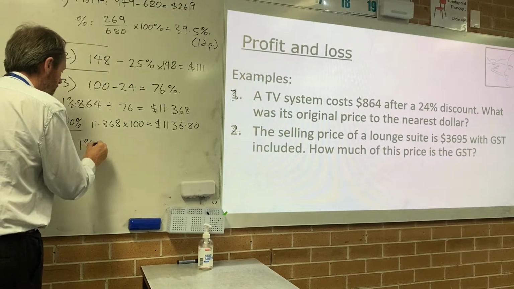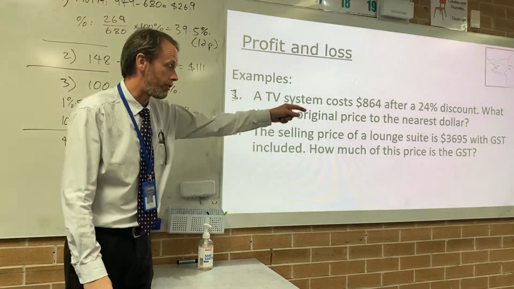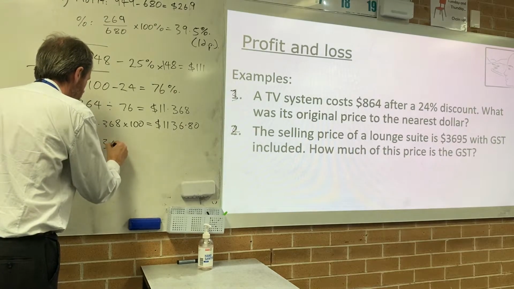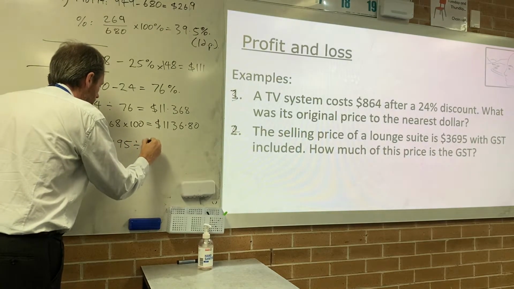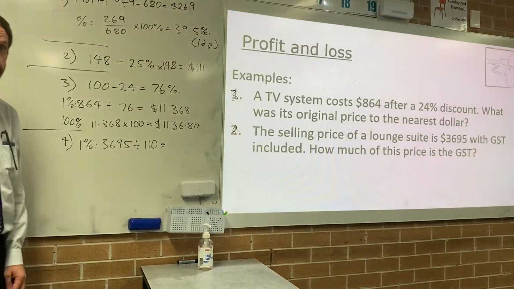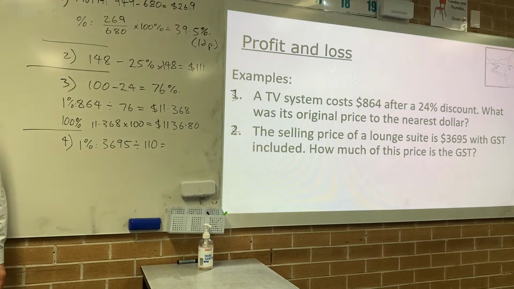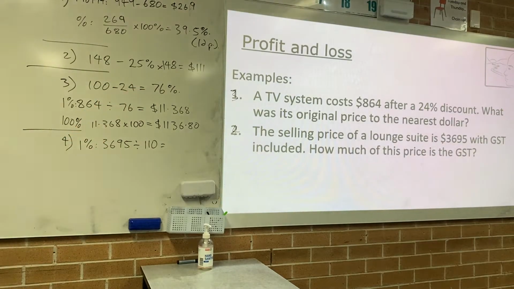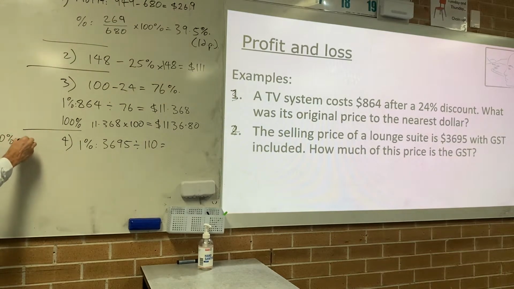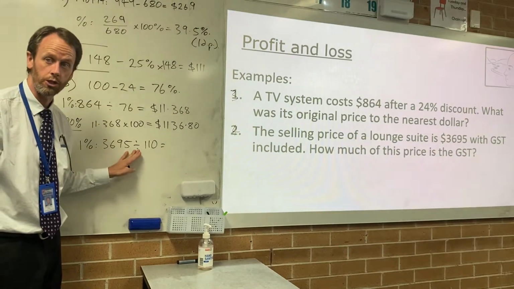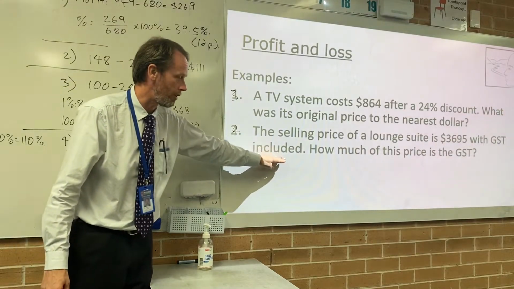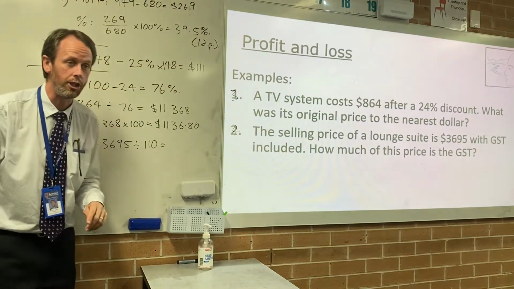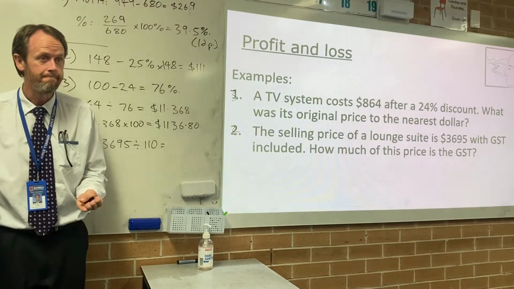So if I'm going to find 1%, I've got to do 3695 divided by 110. All right? Because the price with GST is 100% plus 10%. So it's equal to 110%. Be very careful with this sort of question. I think we often will like to go for the shortcut. You can't. So what is 3695 divided by 110?